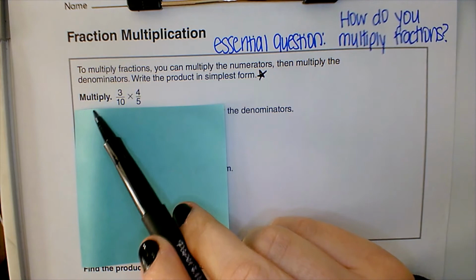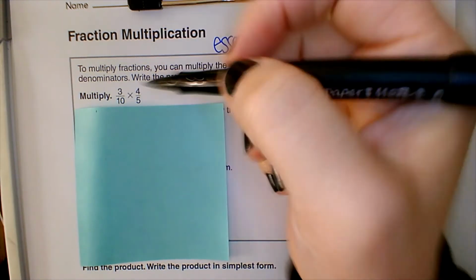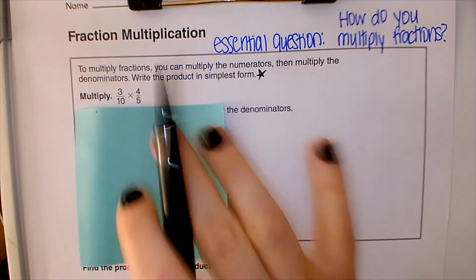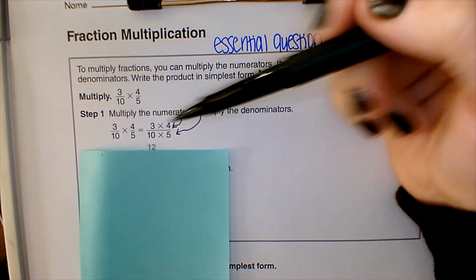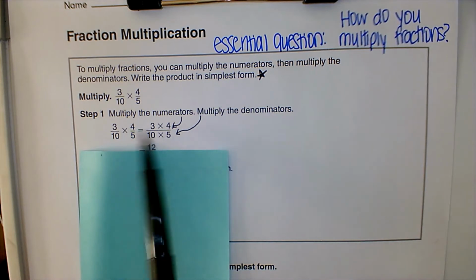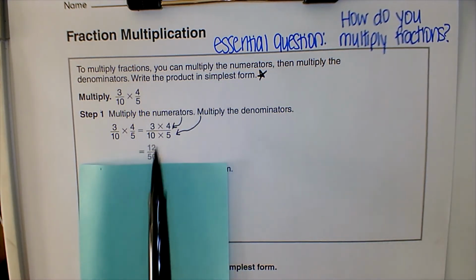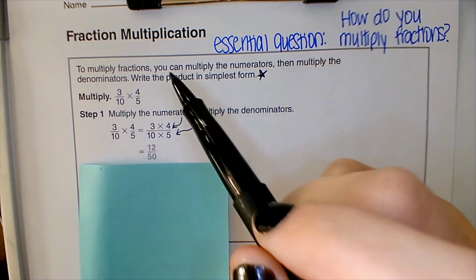For the example problem, we're going to be multiplying 3/10 times 4/5. And again, the 3 and the 4 are numerators, and the 10 and the 5 are our denominators. Step 1, we multiply the numerators, and we multiply the denominators. 3 times 4 would give us 12. 10 times 5 would give us 50. Right now, we have 12/50ths.